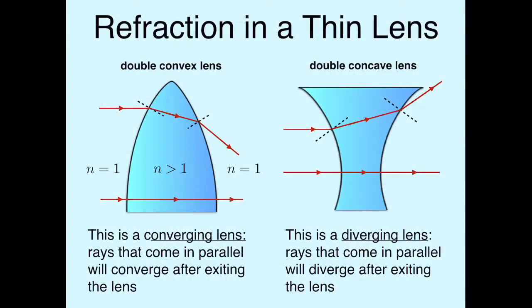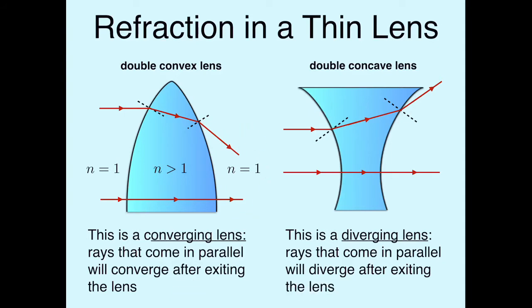And so now we can understand refraction in a thin lens. In other words, how do light rays bend after they go through a thin lens? So we'll take a look at two different cases, the double convex and the double concave lens. And what we want to understand here is, let's say we have parallel rays coming into the lens. How do those rays travel after they exit the lens?